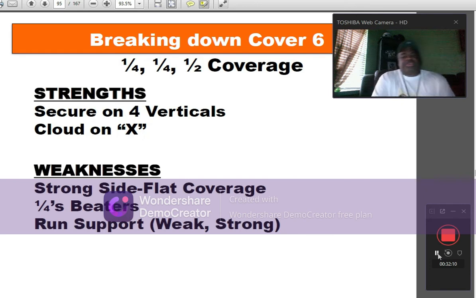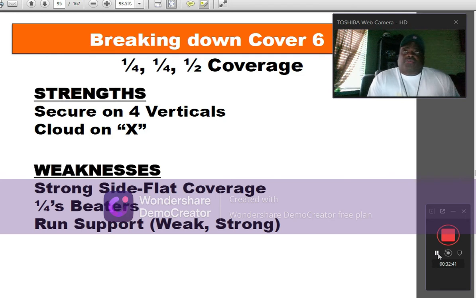Now, I wanted to put this in because a lot of people, I should say coaches, don't know that there's a cover 6, quarter, half. The strength of that is to secure the 4 verticals that could hurt you in cover 3. So maybe you want to play a cover 6, quarter, half. The weaknesses are the strong side flats, quarter beaters, and run support, weak to the strong.